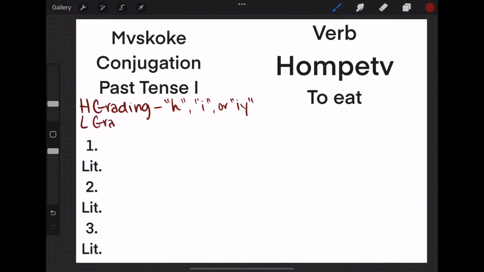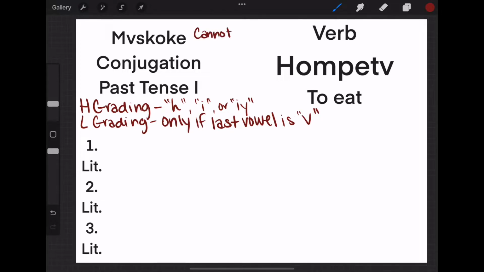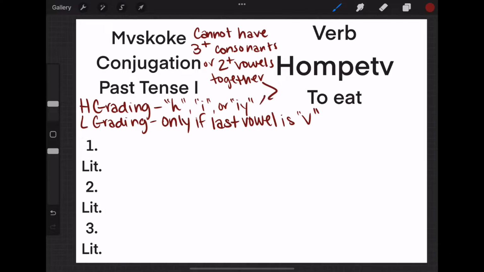In our past tense 1 conjugation, we also L grade, but only L grade if the last vowel is V. Our rule for past tense 1 singular is we cannot have 3 or more consonants in a row, and we also cannot have 2 or more vowels together, and I will show examples of each. This rule is especially important when it comes to H grading.